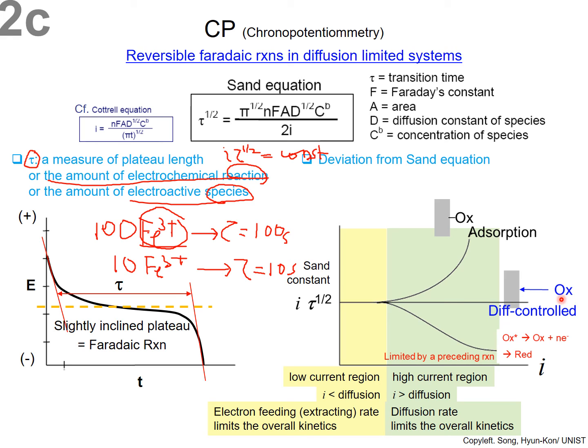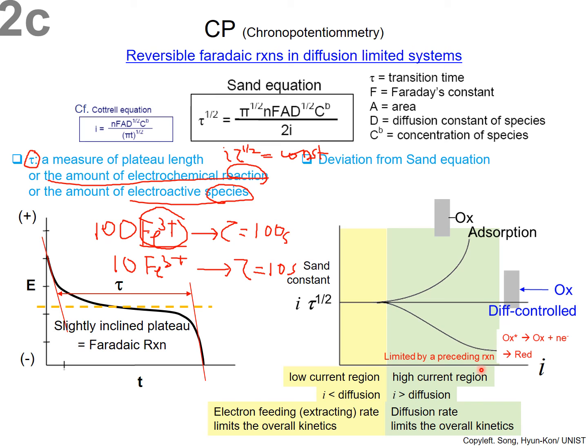So let me think about other cases which are not limited by diffusion. The first case is the adsorption case. Here, the oxidized species is strongly bound or adsorbed on the surface of the electrode. And then at the high current region, we don't need to think about the diffusion. So we would get a higher current than the diffusion controlled system. So in this case, the strong adsorption case would show a positive deviation from the Sand equation.